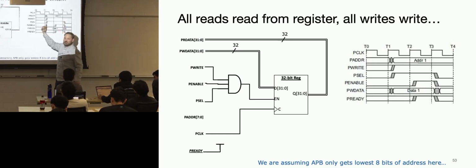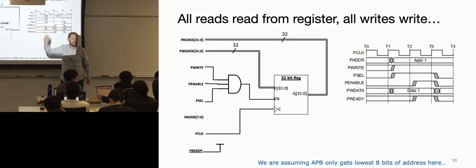Because P-enable goes to all peripherals. And then you'd be tricking the other peripherals into thinking they're on and trying to act.